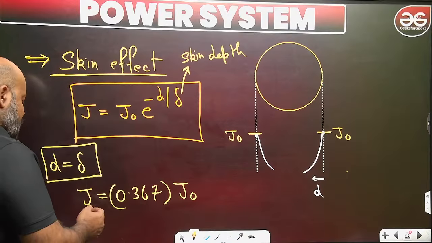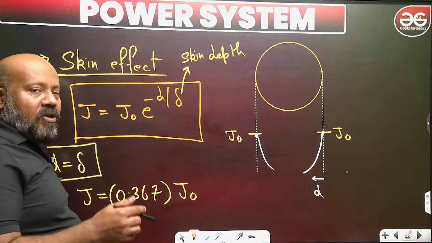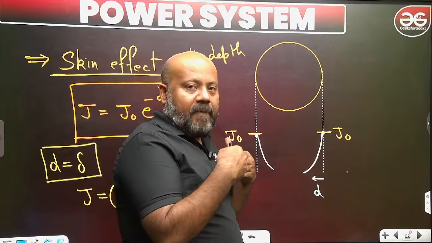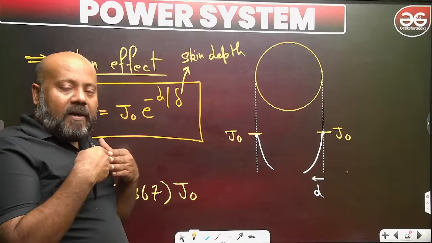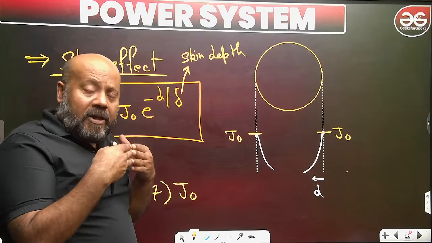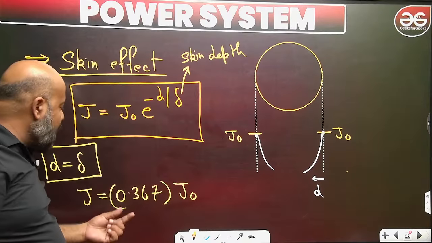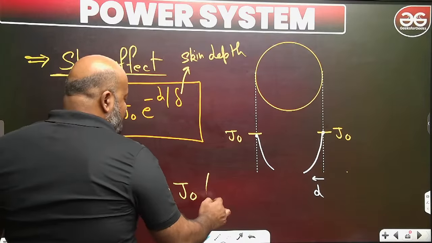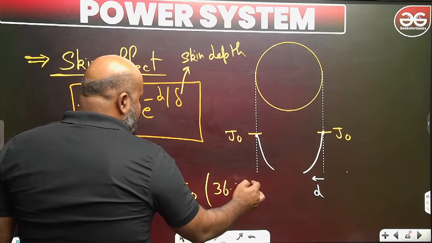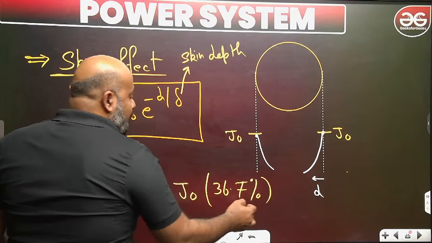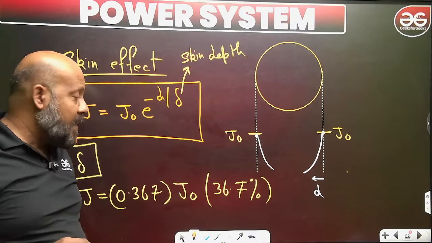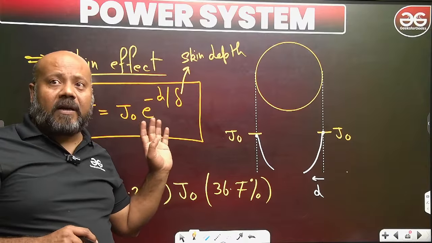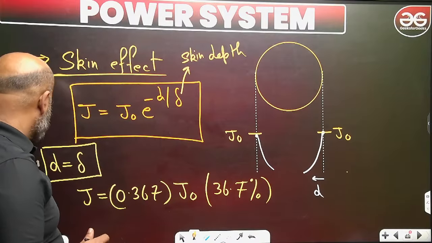It means when the current density, you are starting from the surface of the conductor and you are going inside of the conductor, the moment the current density reduces to somewhere around 36.7% of its surface value. It is 36.7% of its value at the surface. It means that is the distance from the surface of the conductor up to which effective current is present.